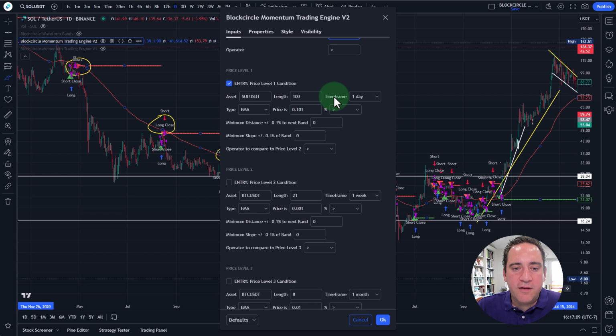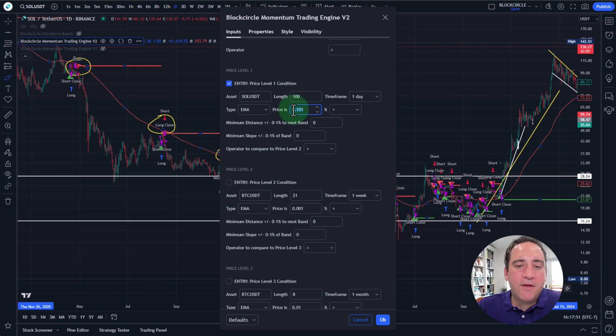Another big one is the price level. So this one is by far the most complicated function, I would say, because what this shows you is, think of it as the bands. So what this is saying is, if the price of Solana on the 100 one-day exponential moving average, so think of it as if the Solana USDT 100 EMA price is above 0.10%, right? Higher than the price itself. So as long as the price of Solana is higher than this band, right, of the 100 EMA by this percentage, then that condition has been met, right?